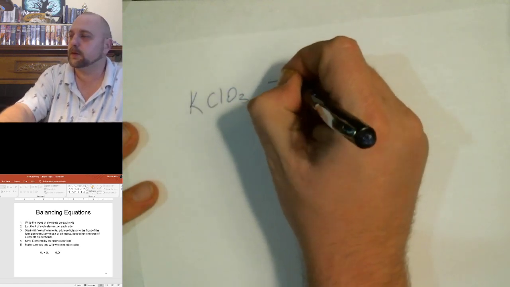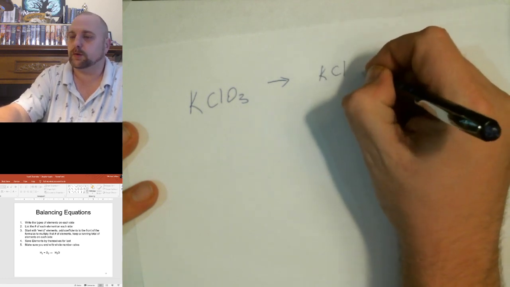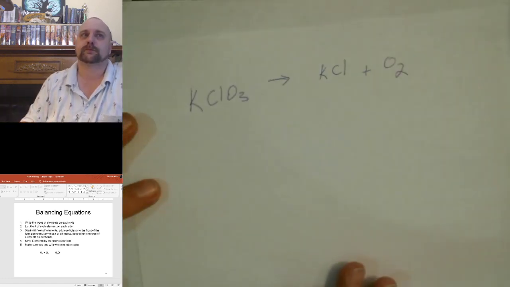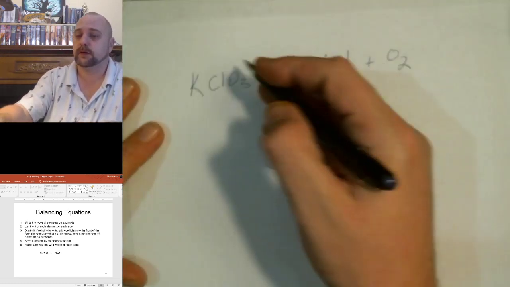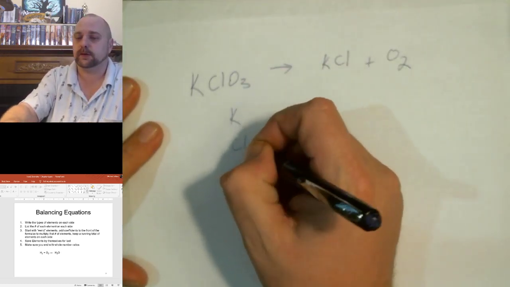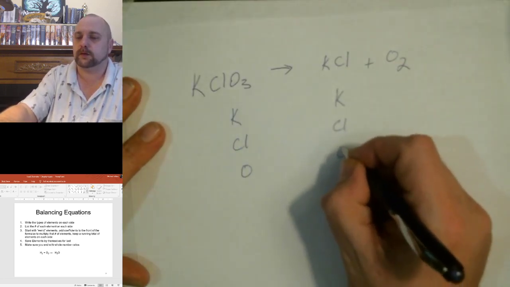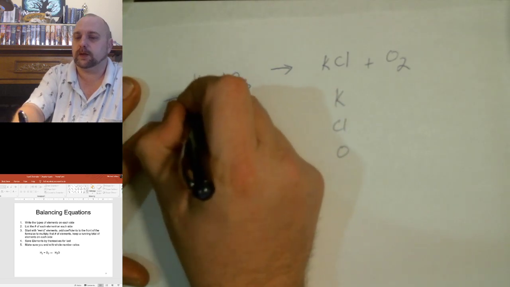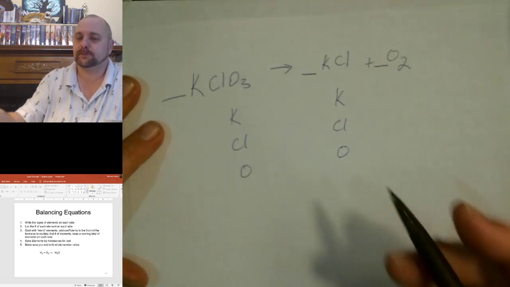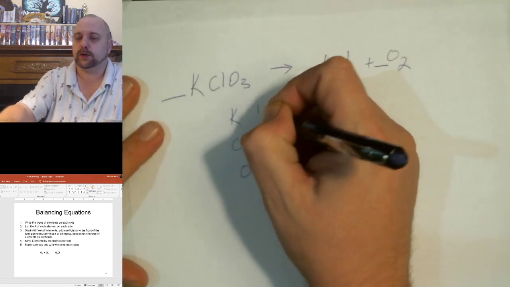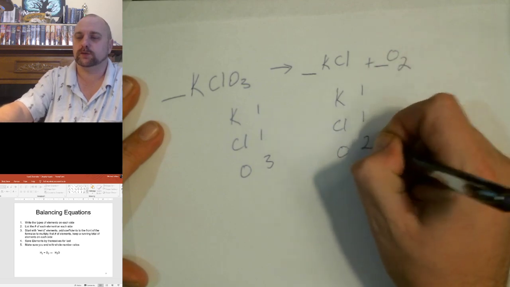KClO3 goes to KCl plus O2. Now this one's a little intimidating at first. I have K, I have Cl, I have O, Cl, and O. It only has coefficients in 3 places: 1, 1, 3, 1, 1, 2.